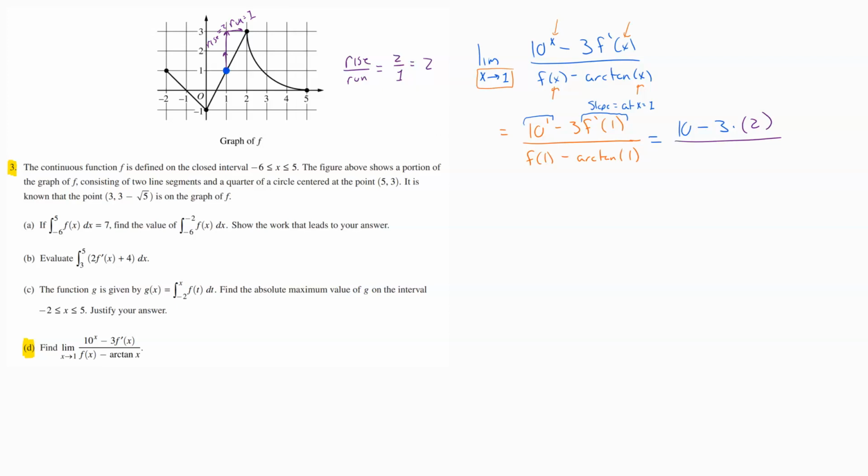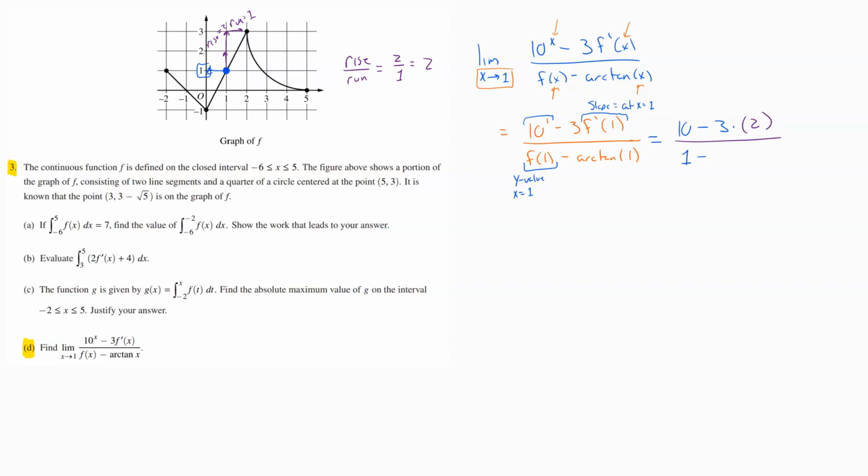Then the next part wants f of 1. This is now not talking about the slope. This is actually asking us for the y value at x equals 1. So we've got that dot on the graph, and the y value that goes with it is 1. And then on the bottom here, we're going to get minus the arctangent of 1.